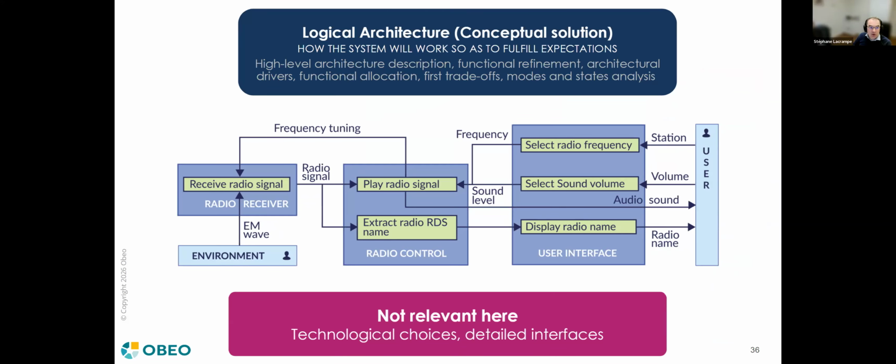So here we're going to build a different model again. And the model that we're going to build is going to represent how the system will work to fulfill the expectations. So our radio set is going to have a user interface, it's going to have a radio control, it's going to have a radio receiver. So we are trying to make a logical architecture of our components and refinement of our functions to each system component. But what we are trying to avoid is to make any technological choice and detailed interface modeling at this stage. We want to make this level of architecture as reusable as possible.